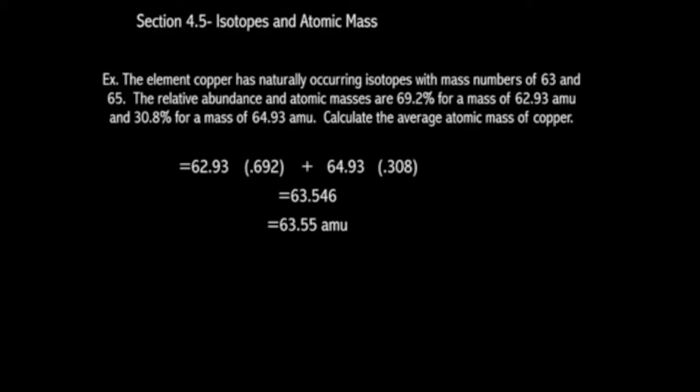Now let's make sure that this answer makes sense. The relative abundance of copper-63 is 69.2%, while copper-65 is only 30.8%. So it makes sense, since copper-63 is more abundant than copper-65, that the average atomic mass of copper should be closer to copper-63. And it is, because the average atomic mass is 63.55. All right? So that's how to calculate average atomic mass. You take the mass of each isotope, multiply it by its percent abundance made into a decimal. Then you add those values together, and there's your average atomic mass. And that's it.